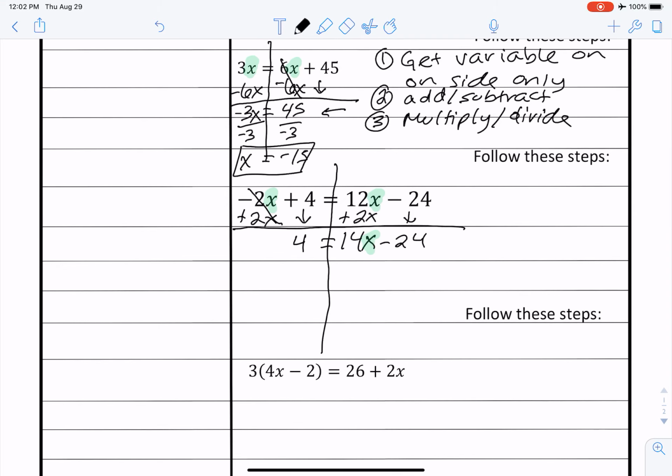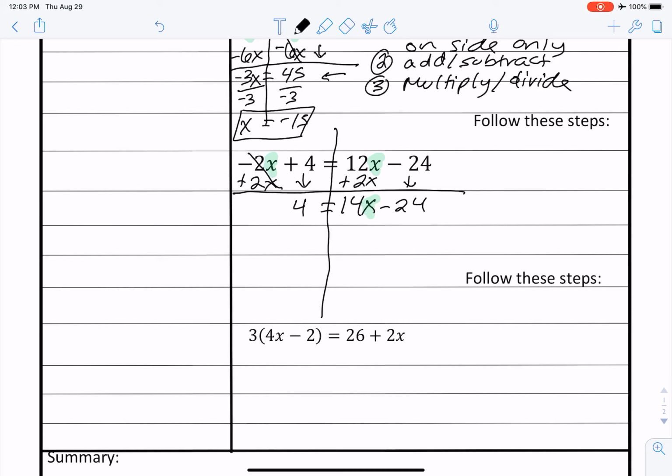So just like I talked about before, I just got my variable on one side. Now I need to add or subtract, and the number that needs to do step 2 is negative 24. Since it's subtracting here, I'm going to add 24 to both sides. 4 plus 24 is 28. Bring down my 14x. Negative 24 plus 24 is 0. Now I multiply or divide. I'm going to divide both sides by 14. 28 divided by 14 is 2. 14 divided by 14 is 1x, or just x.